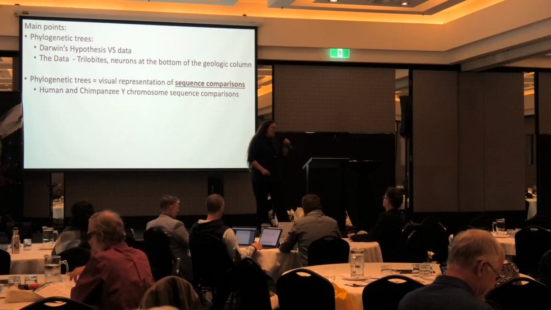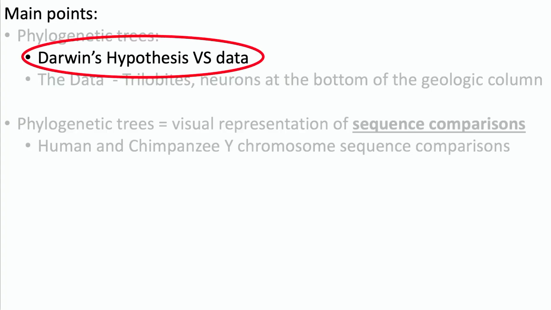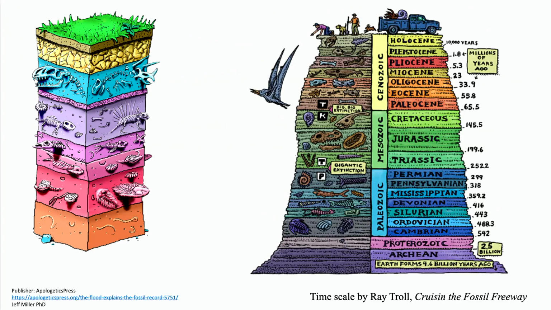I'm going to talk about phylogenetic trees, and so just a few main points here to remind myself not to forget to talk about these things. But we're going to start talking about what a phylogenetic tree is, Darwin's hypothesis versus data. So this is just a little visual representation of what the geologic column is.